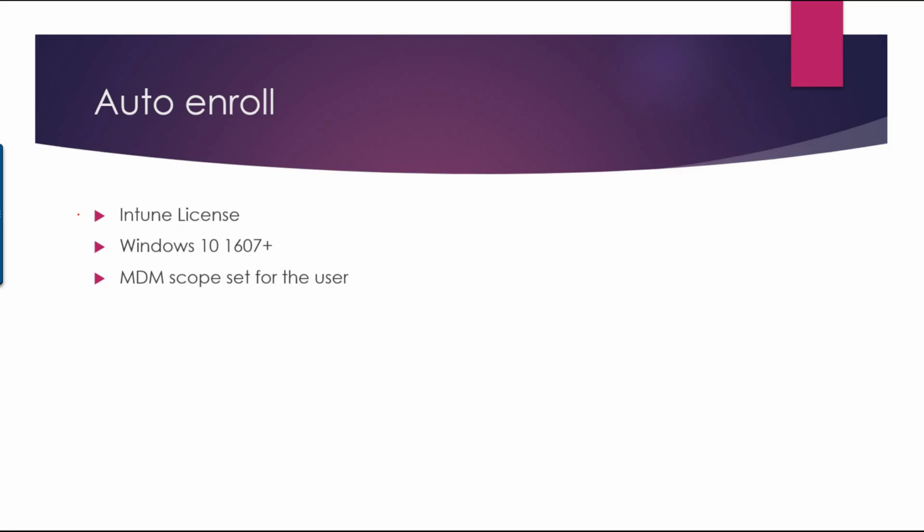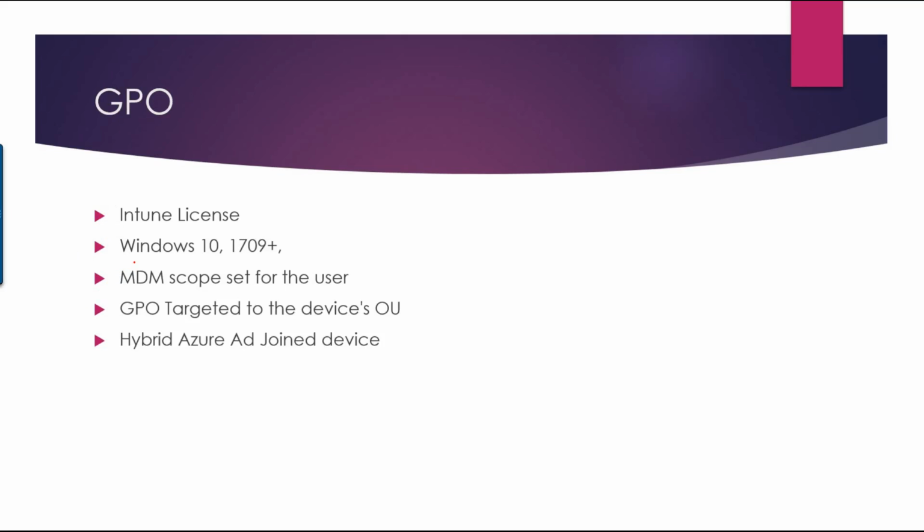For auto enroll, obviously we need an Intune license, which is going to be mandatory. The devices need to be running 1607 or later, and the MDM scope needs to be set for the user who is doing the auto enrollment. The device will be Azure AD registered and then enrolled to Intune if the MDM scope was set for the user. For group policy enrollment, the user needs to have an Intune license, A Direct or EMS Suite. The build version needs to be 1709 or later. Please keep in mind, the MDM scope needs to be set for the user.